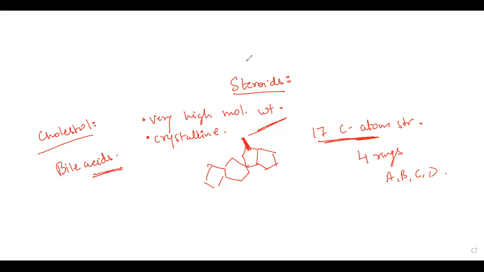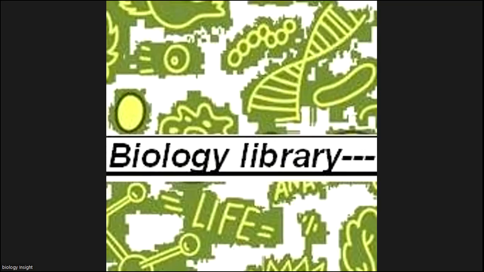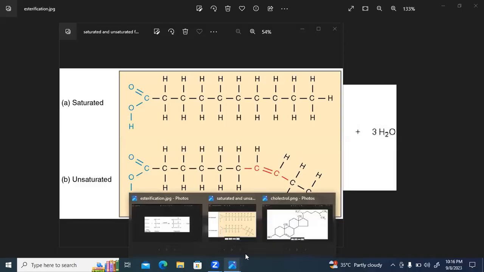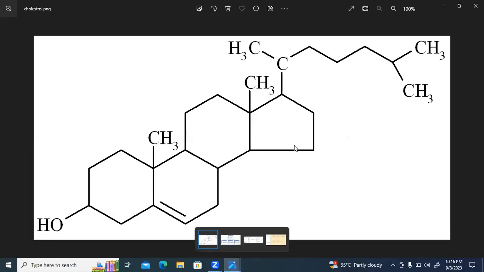So how does it look like? This is how cholesterol looks like. This is the structure of cholesterol. As I have already told you, it is a 4-ring structure. You can see 4 rings here. These 4 rings are made up of 18 carbons in the case of cholesterol. This is ring A, B, C, and D. And here you can see there is a variable chain. So this chain is responsible for the characteristics of cholesterol.